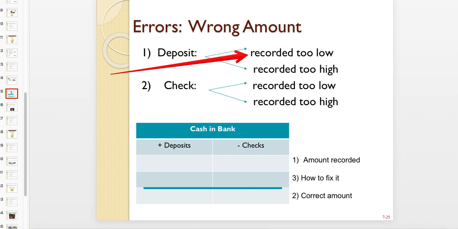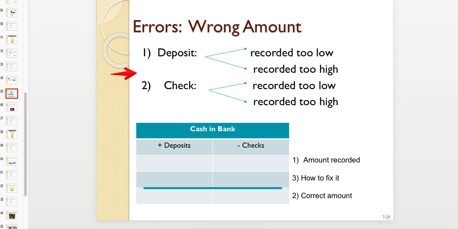They may record it too low, they may record it too high. Same thing with the check. The person who wrote the check is going to write it at the correct amount, but the accountant who records the check may record it too low or may record it too high. And in any of these scenarios, you need to figure out what to do about the error.